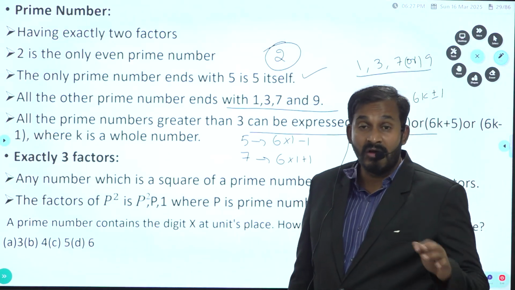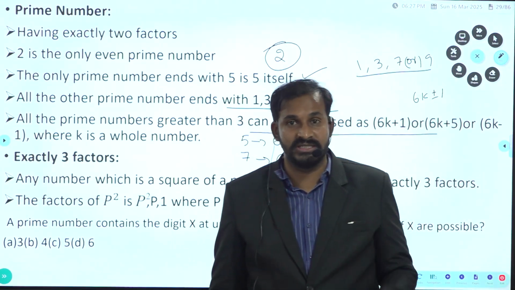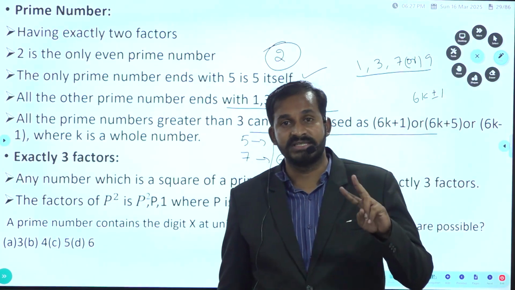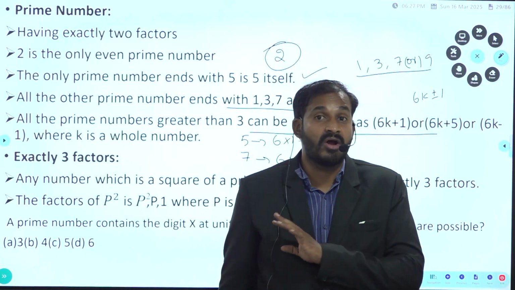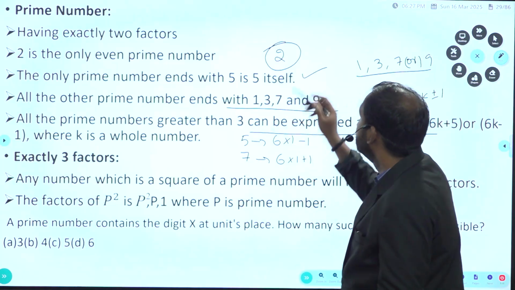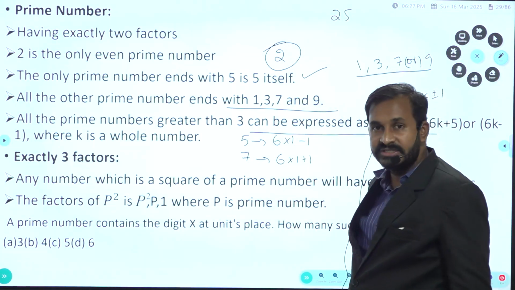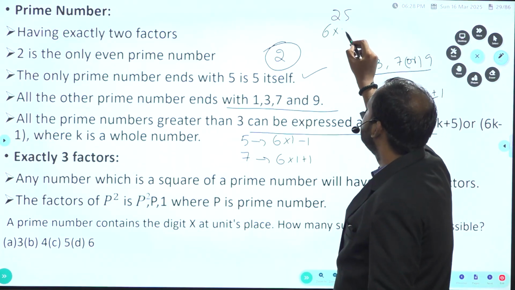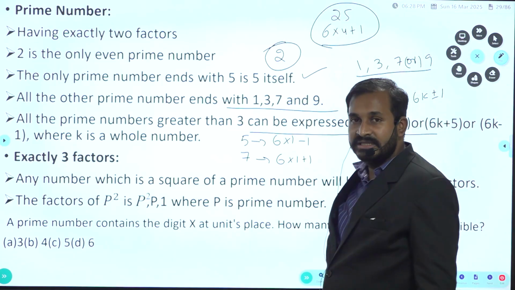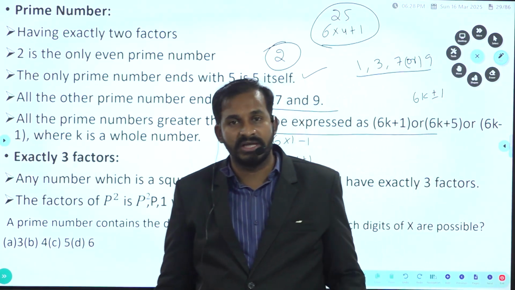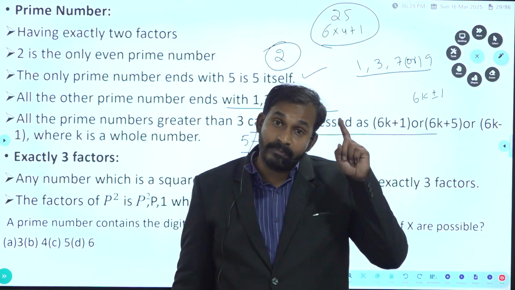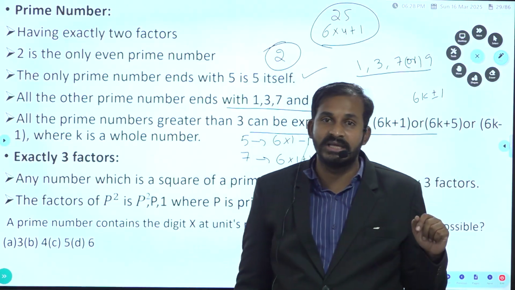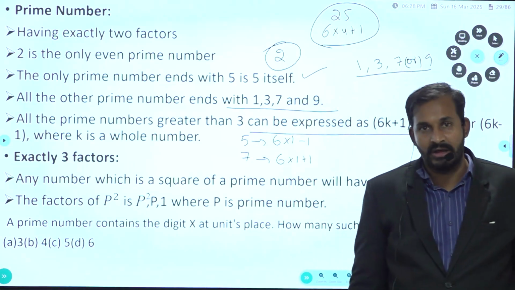It doesn't mean that all the numbers written in the form of 6k plus or minus 1 are prime numbers. Vice versa is not the case here. The reason is, see here, 25. Take for example 25. Is 25 a prime number? No, 25 is not a prime number. But I can write 25 as 6 into 4 plus 1. By seeing this, I can write 25 as 6k plus 1. So can I call that a prime number? No. All the prime numbers can be written as 6k plus or minus 1, but all the numbers of the form 6k plus or minus 1 are not prime numbers.